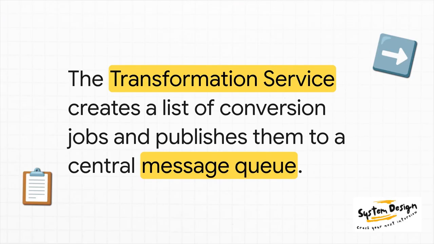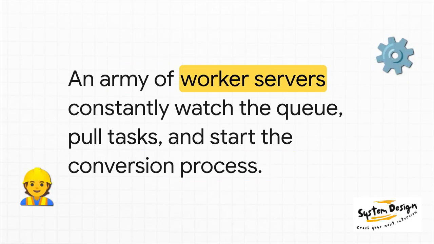You can think of this as the project manager. As that video stream comes in, this manager instantly figures out every single version we're going to need. It then breaks all that work down into individual jobs, like make a 720p version or make an HLS version, and it puts all those jobs onto a central to-do list, which in the tech world is called a message queue.